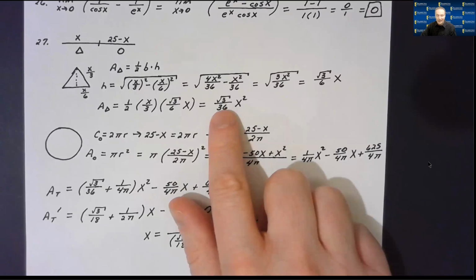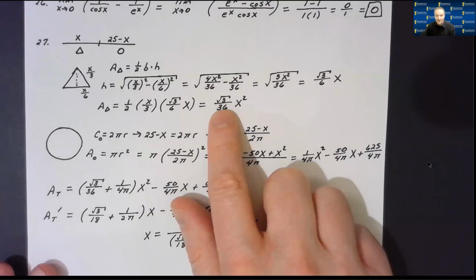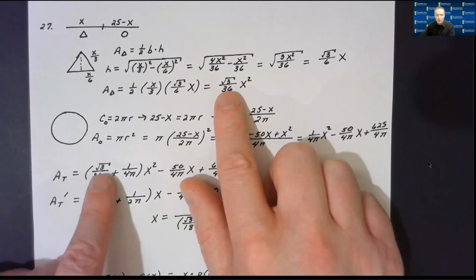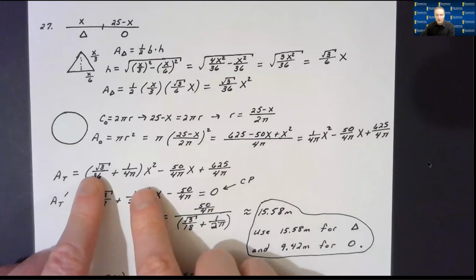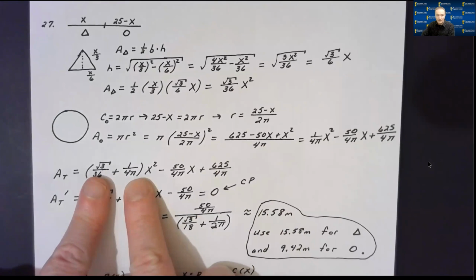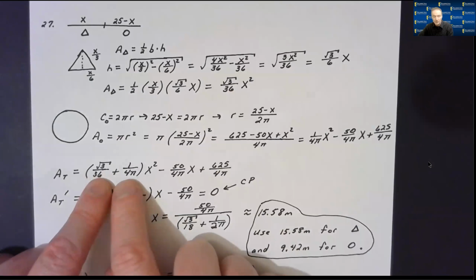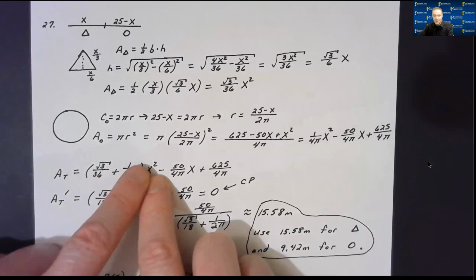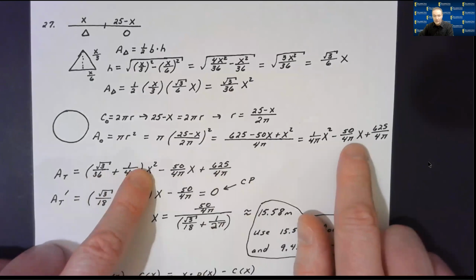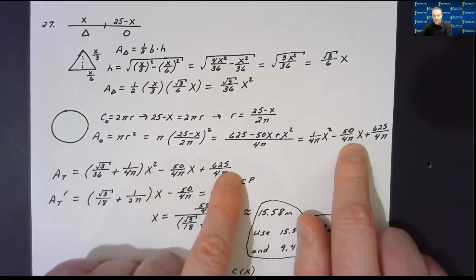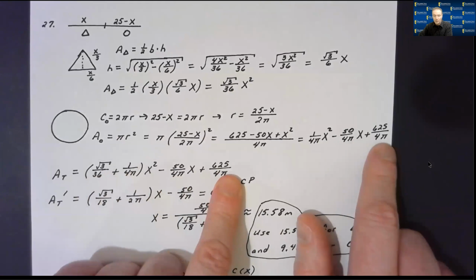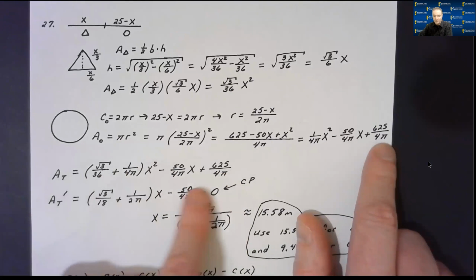Both are going to have irrational coefficients, and I wanted to keep my answer as exact as I could. So I just went ahead and collected my two irrational coefficients in front of the x squared term. I said my total area formula is going to be the square root of 3 over 36 plus 1 over 4 pi, all times x squared. And then we have minus 50 over 4 pi x plus 625 over 4 pi. That would be my total area formula.